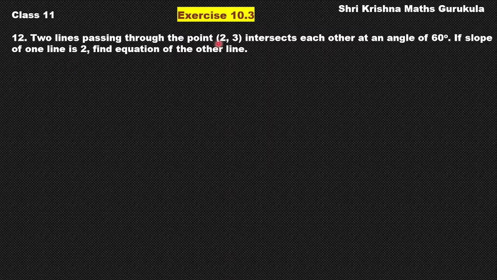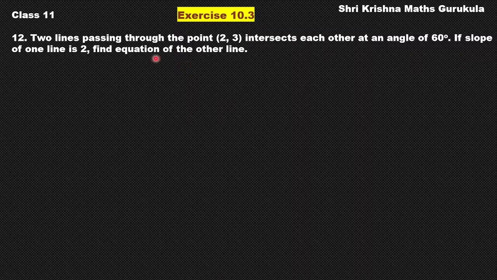Two lines passing through the point (2, 3) intersect each other at an angle of 60 degrees. There are two lines which pass through point (2, 3). That means this (2, 3) is the point of intersection of those two lines. Correct? Yes. Those two lines make an angle of 60 degrees. They also make an obtuse angle, but we are given the acute angle. And if the slope of one line is 2, we have to find the equation of the other line.